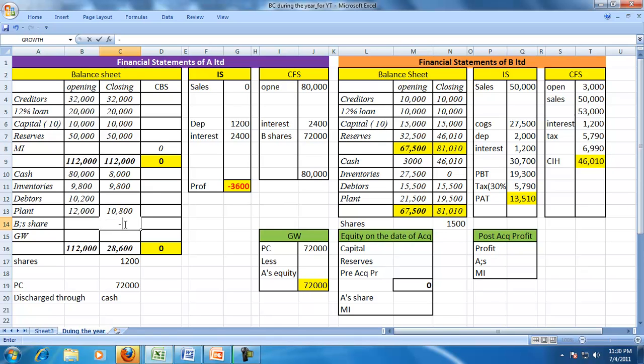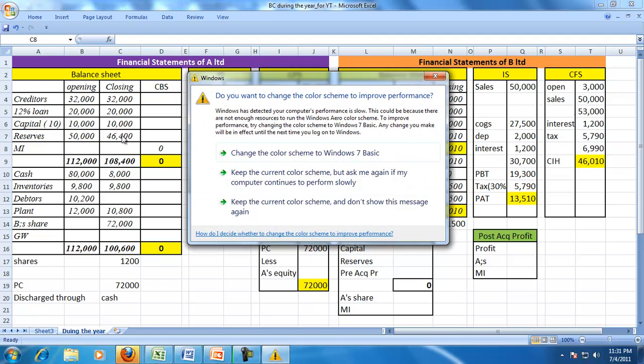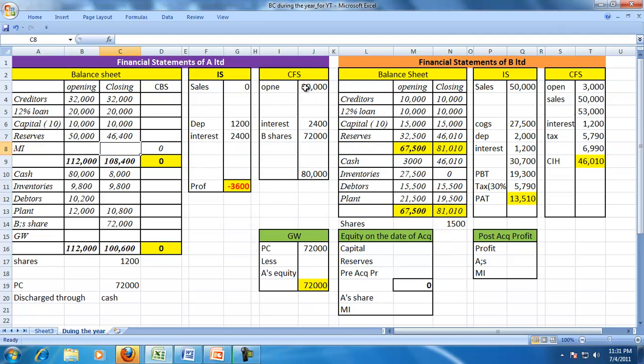You acquired 72,000 worth of B shares, that is the purchase consideration. So B shares will appear on the balance sheet as an investment. Since there is no income, only expenses, there is a loss or a negative profit. So the profit for A will be 50,000 minus 3,600 minus 6,000, and cash in hand is the summation of 72,000 plus 2,400 as an outflow, and cash in hand at the end of the year is 5,600.